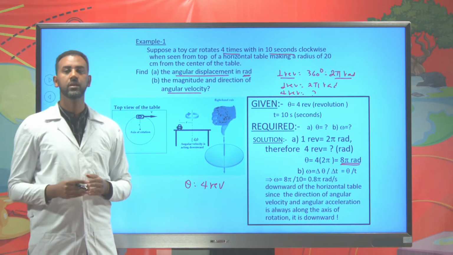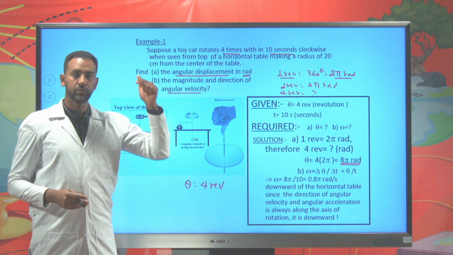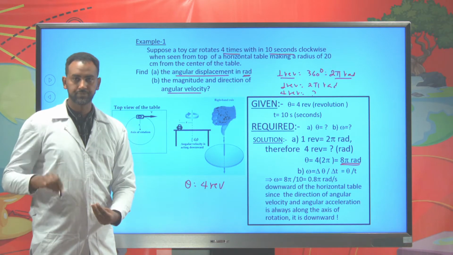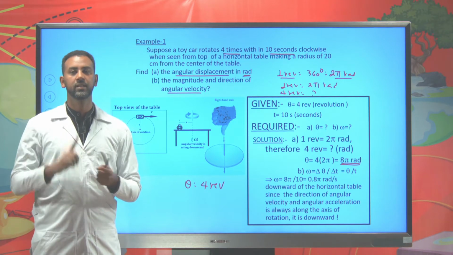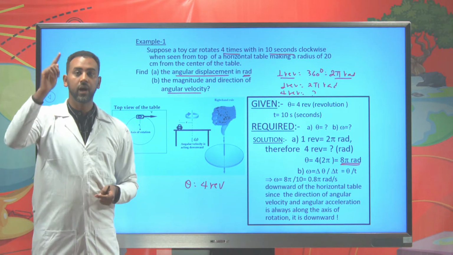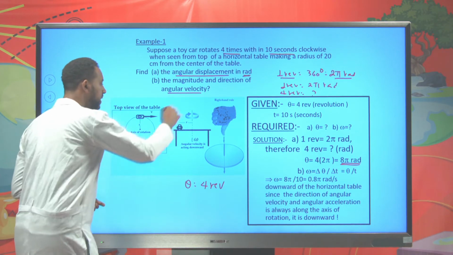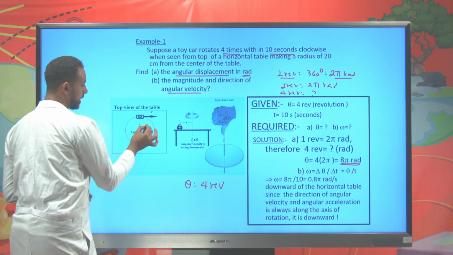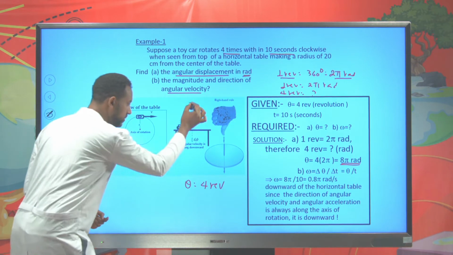Now the question is, what is the direction of the angular velocity? We have said that when you view from the top, the toy car rotates clockwise. Previously we have said that angular velocity and angular acceleration have a direction along the axis of rotation. So on this turntable, it rotates clockwise like this, and you have an axis of rotation through the table like this here.